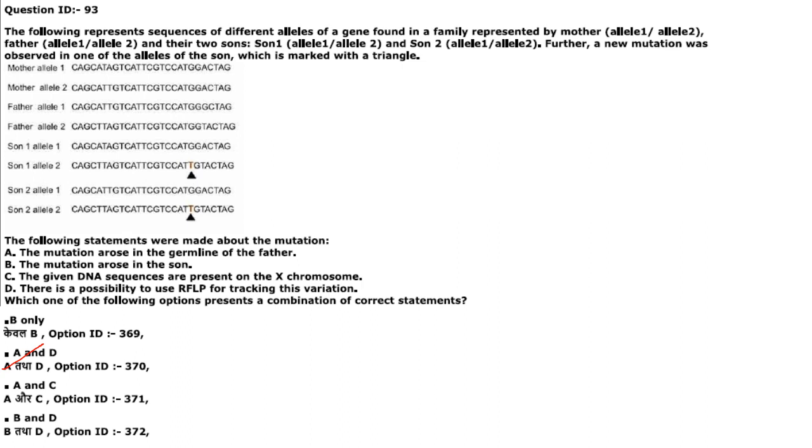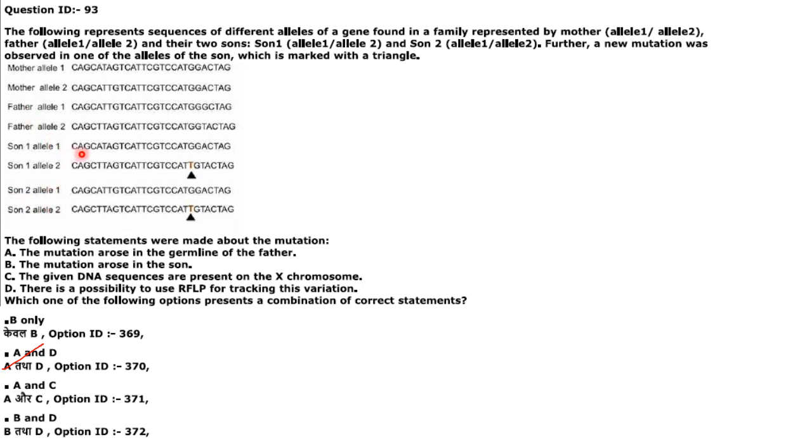Then next one. The following represents sequences of different alleles of a gene found in a family represented by mother, allele 1, allele 2, father, allele 1, allele 2, and there are two sons, son 1, allele 1, allele 2, son 2, allele 1, allele 2. Further, a new mutation was observed in one of the alleles of the son, which is marked with a triangle. The following statements were made about the mutation. The mutation arose in the germ line of the father. These are the alleles for son 1 and son 2.